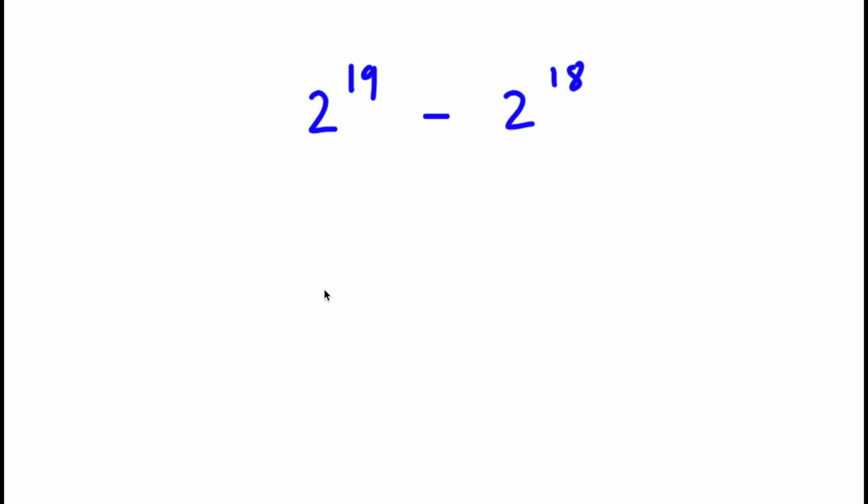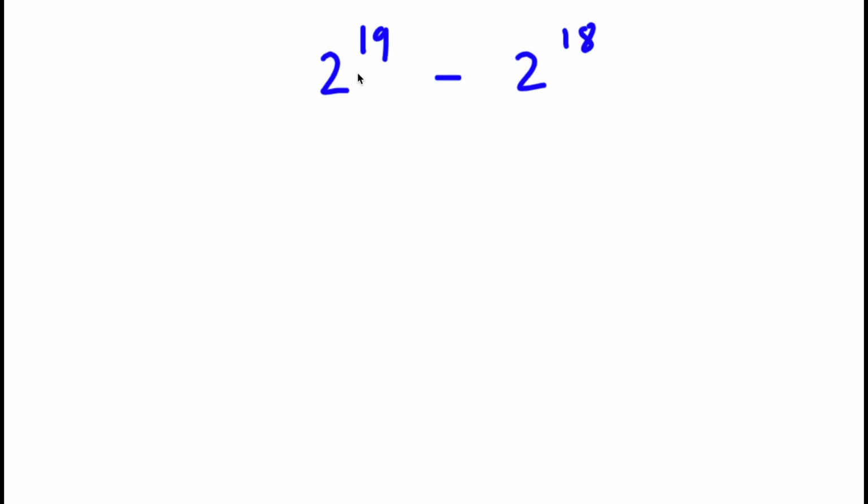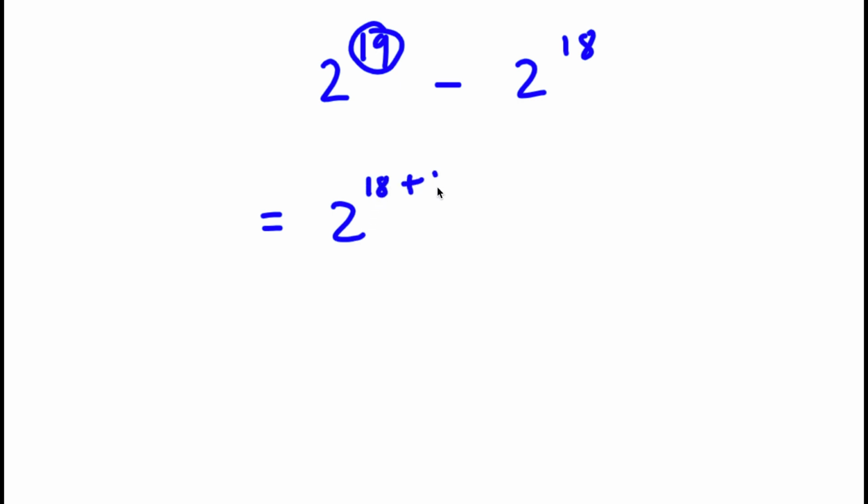Alright, so in this problem, I have 2 to the power of 19 minus 2 to the power of 18. So to solve this problem, I'm going to first start by rewriting 19 here as 18 plus 1. So now I have 2 to the power of 18 plus 1 minus 2 to the power of 18.